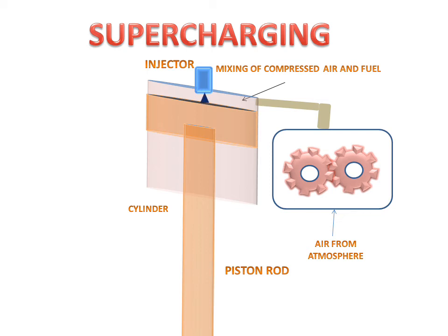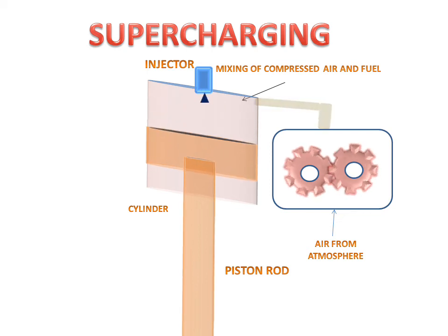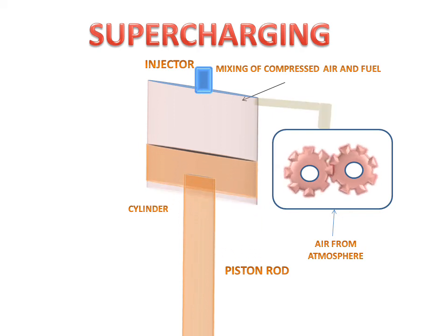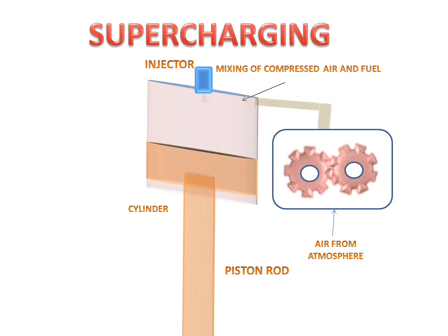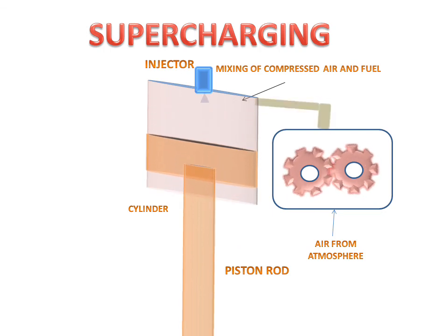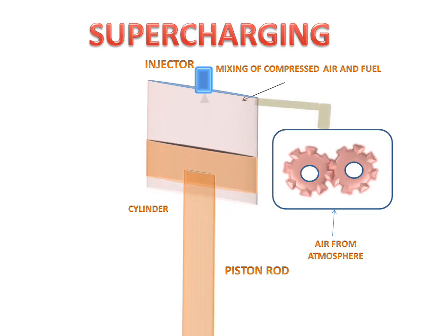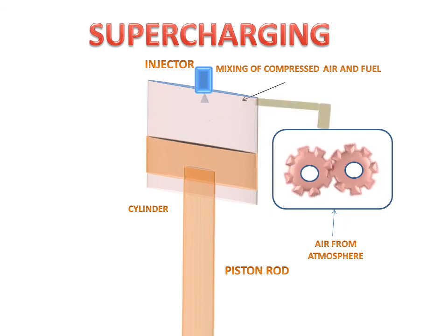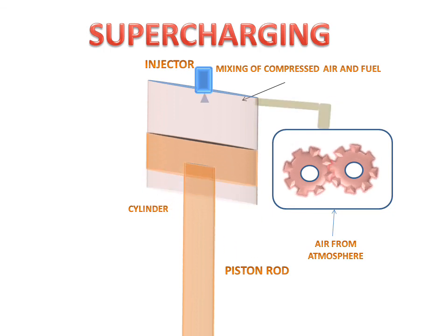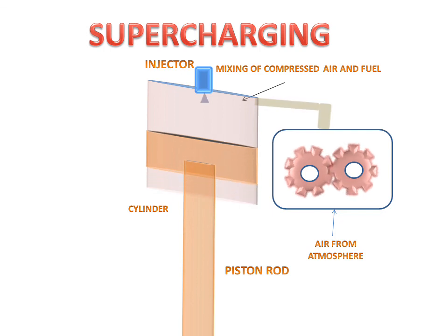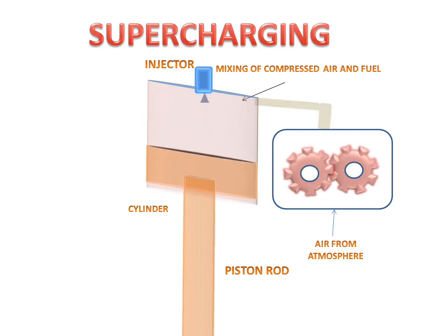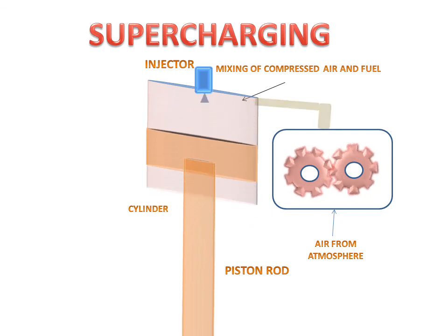Fuel will come from the injector, and the supercharger will give compressed air to the cylinder, and complete burning of the fuel will take place in the cylinder, and our engine cylinder will work. So this is the supercharging process, in which compressed air is used in the engine cylinder for complete burning of the fuel. Thank you.